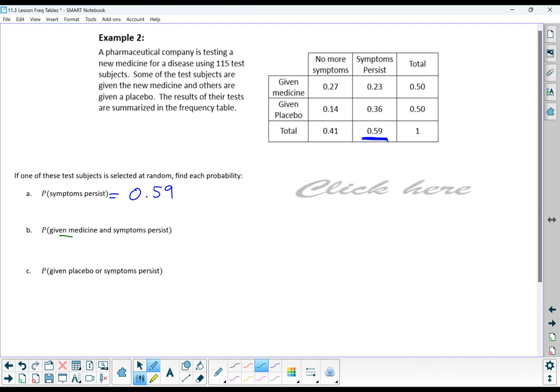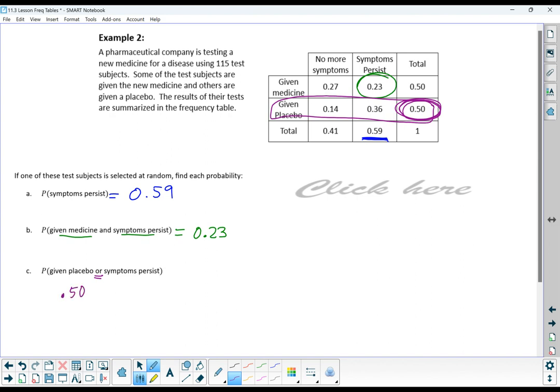Probability that they're given medicine and they have symptoms that persist. So just both of these characteristics, given medicine and symptoms persist, that would be a 0.23 probability, or 23%. The next one, given a placebo or their symptoms persist. So this one's a little tricky because we need to think about all of the ones who are given a placebo. So that would be all of this group, so 0.5.